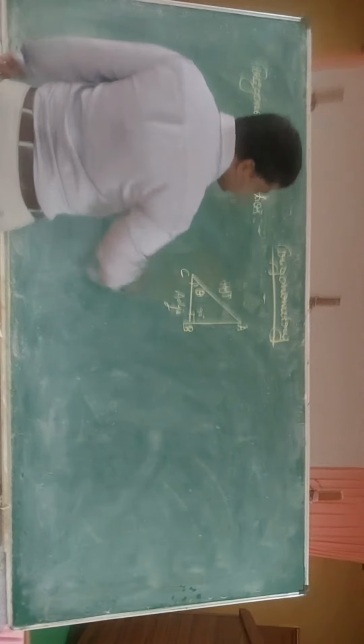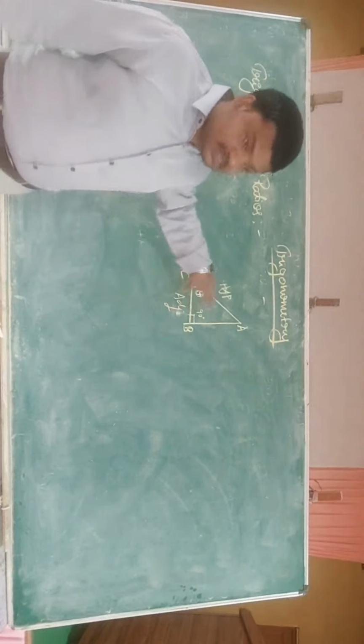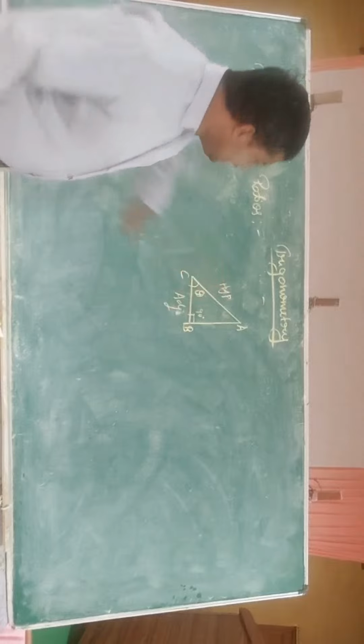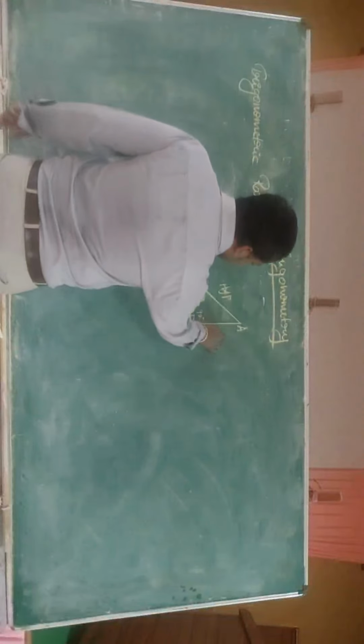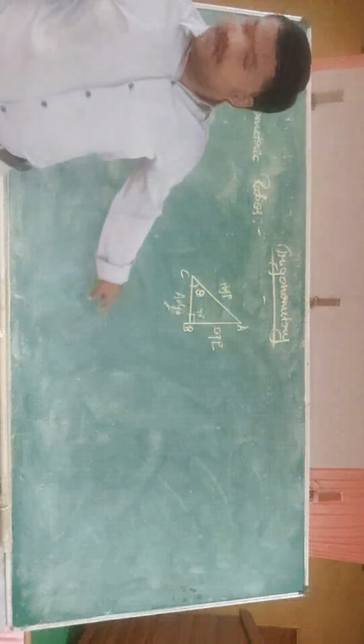And AC is the hypotenuse. In a triangle, which is the longest side? Hypotenuse is the longest side. And AB is the opposite side, the height.